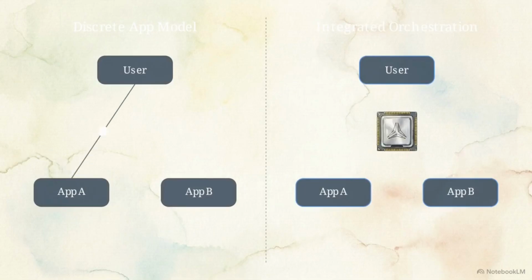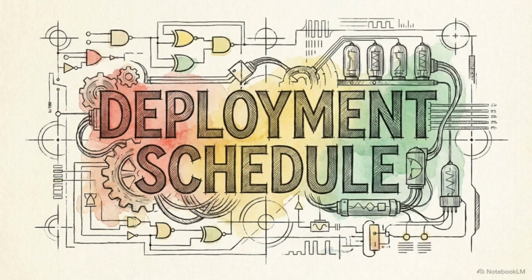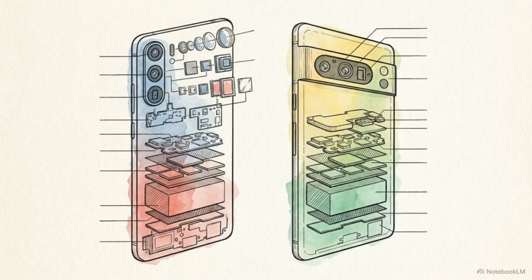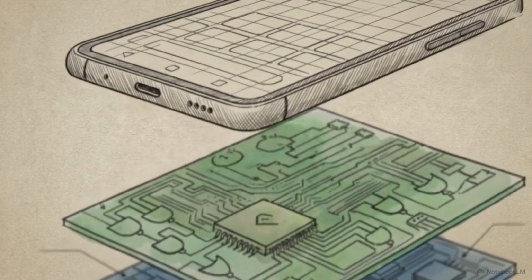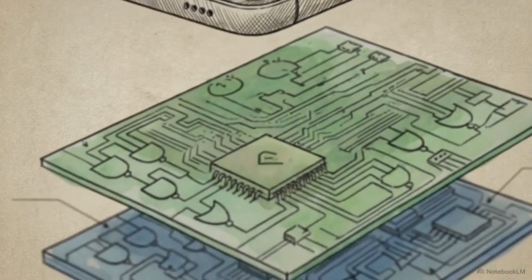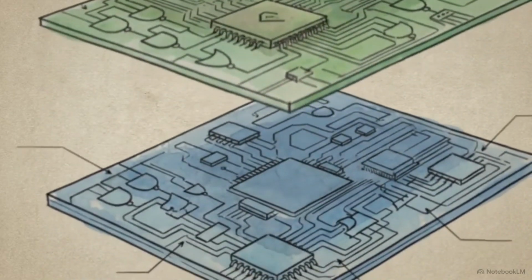Left, the discrete app model requires manual navigation, extracting data and carrying it over. Right, integrated orchestration. The operating system intercepts a single intent and autonomously executes steps across applications. This architectural update begins rolling out to hardware in the summer of 2026. It will launch initially on the Samsung Galaxy S26 and the Google Pixel 10 series. To understand how this works in practice, we need to look past the surface interface and examine three new macro-architectural layers added to the stack.